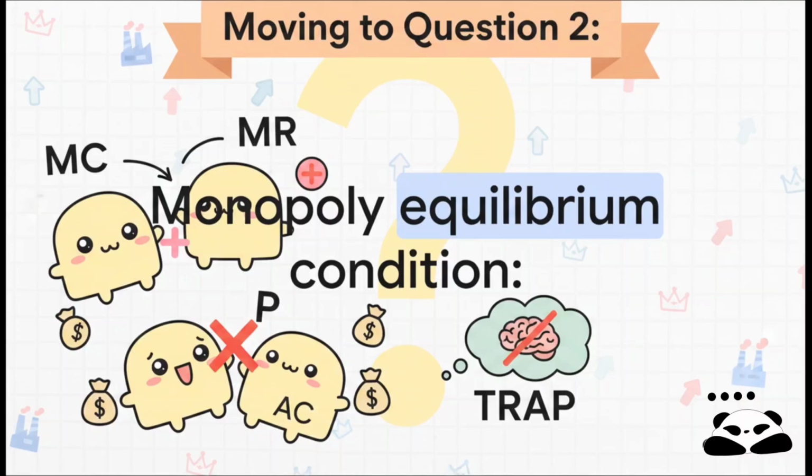Moving right along to question 2. What is the monopoly equilibrium condition? A. P equals MC, B. MC equals MR, C. MR equals AC, or D. AC equals P. Try to recall the exact profit condition we discussed, and whatever you do, do not fall for that net trap about price.